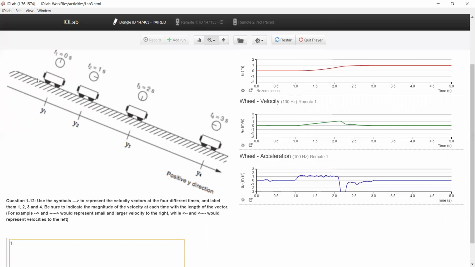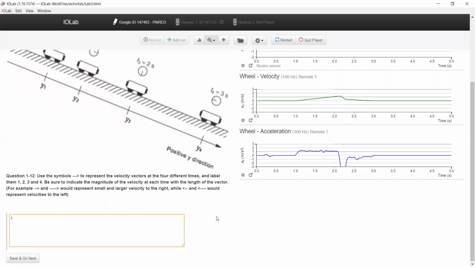Velocity is higher. Same here, as it is speeding up, decide whether it's positive or negative. Based on that, make the direction of your arrow, whether you have to draw like this or like that. And for the magnitude, if it has higher magnitude, then use a longer arrow here. Draw it here, then click save and go next after you do that one. Then you can move to the next one.